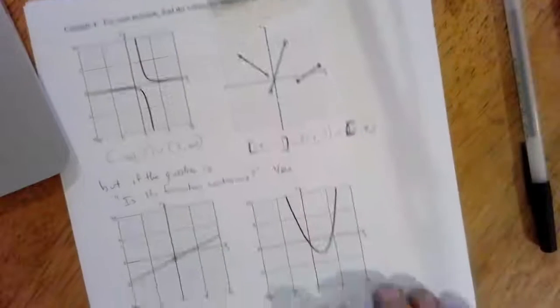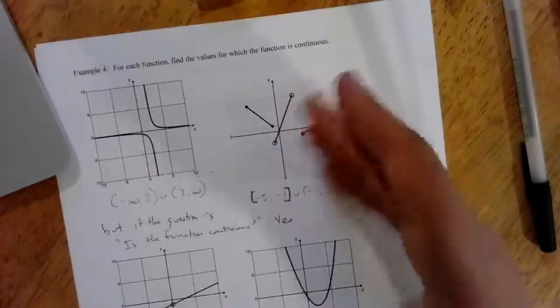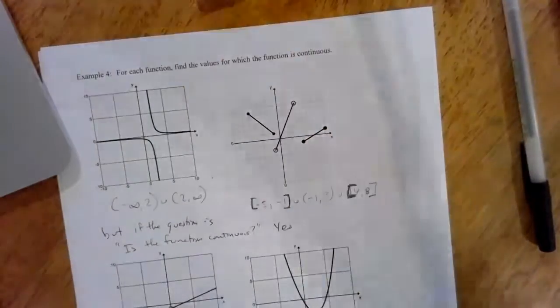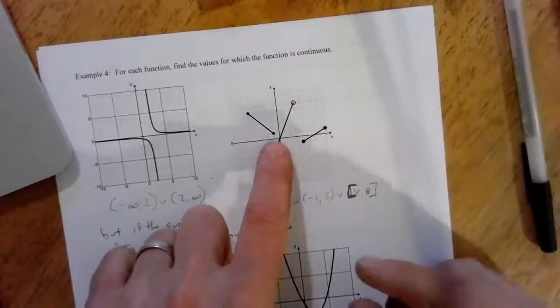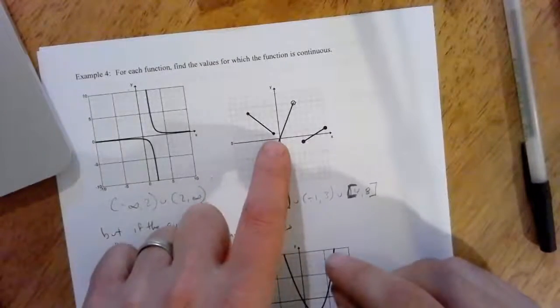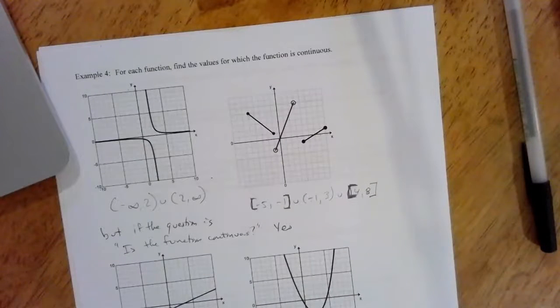So if we look at this one, we said, is this function continuous? For this one, it's just: is the function continuous? Your answer would be no. For the x value of -1, the actual value does not equal the limit. So if you're doing continuity, you would be thinking to yourself about every point.